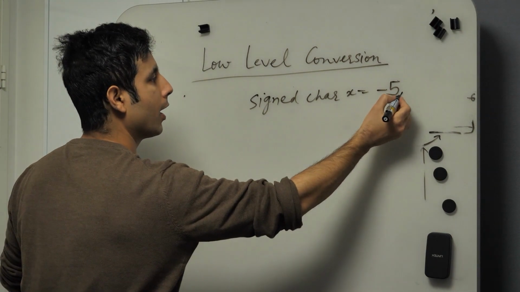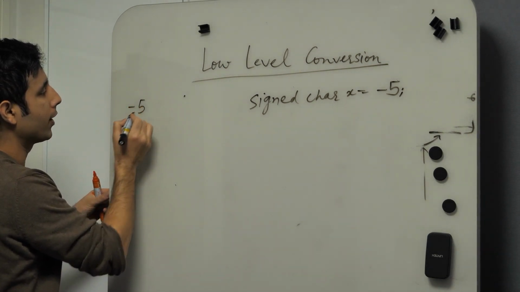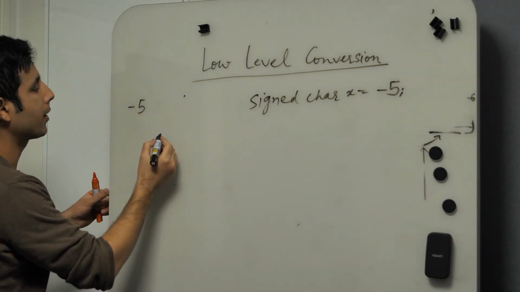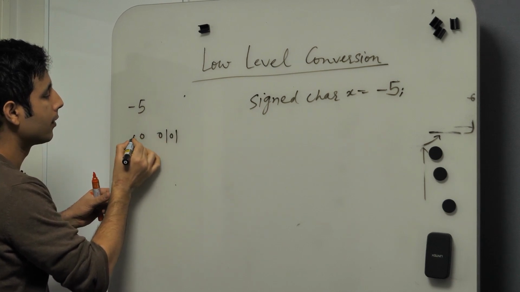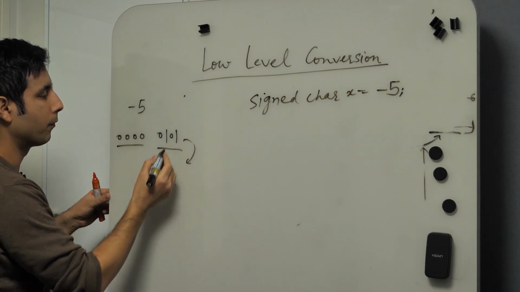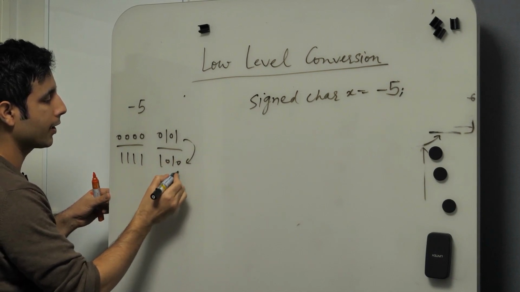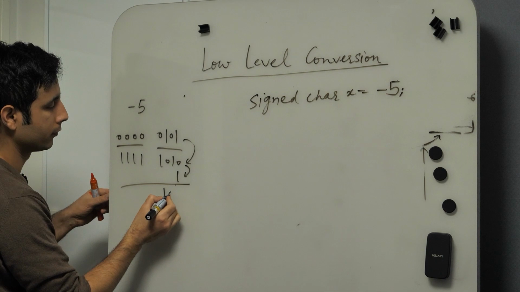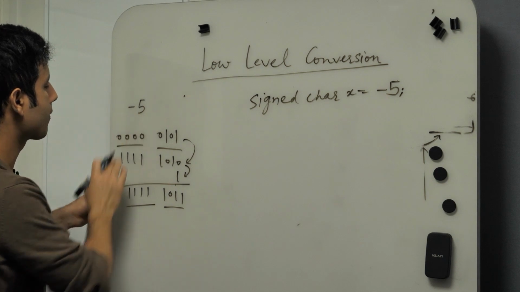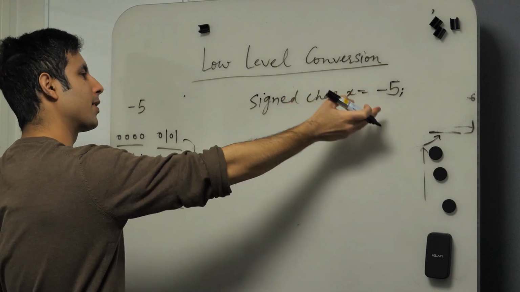Now, a simple trick, of course, a manual trick: first figure out what is the bit pattern for 5. It is this, right? 101. First, you flip all the bits. And then in the second step, you add 1. So this is the binary representation of -5 in 2's complement, because a signed data type is of course represented in 2's complement.